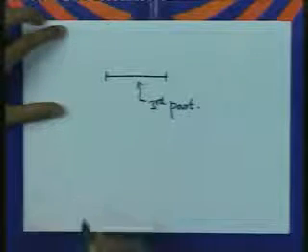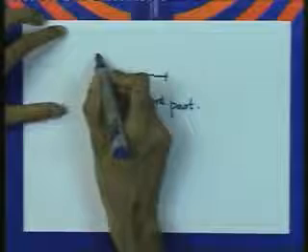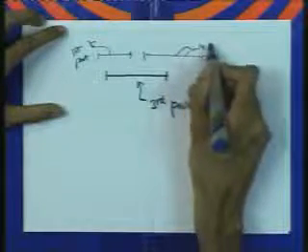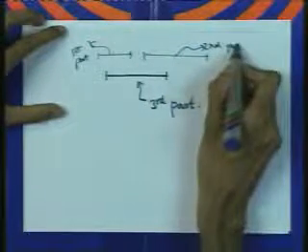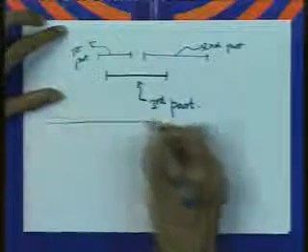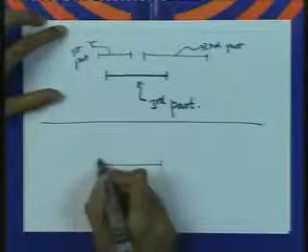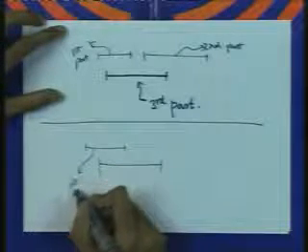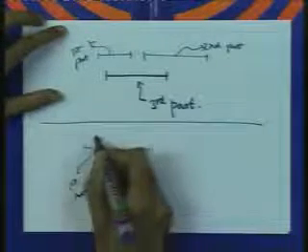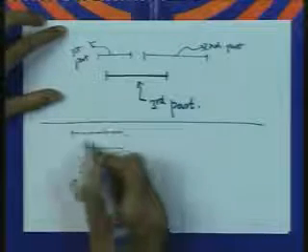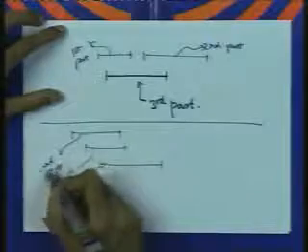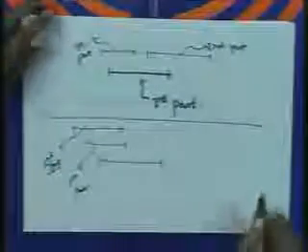Now, what are the various things that can happen? Well, I can have this was in the first part, and let's say this was in the second part. This is one scenario. What's the other scenario that's possible? Let's say this was in the first part, and let's say this was in the second part. Let's look at these two.